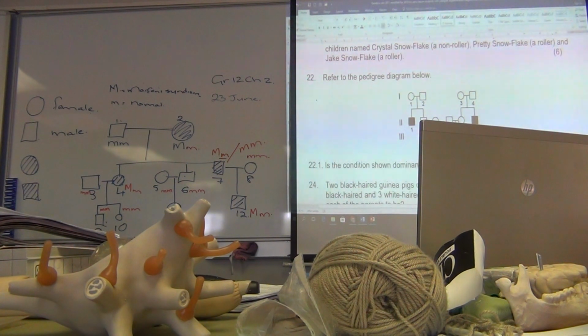Okay. So in the second generation, child 1 and child 6 show the condition. Where did they get it from? They must have got it from the 2 parents who don't show the condition. And that tells you these 2 individuals have got a homozygous recessive condition because both of their parents must be heterozygous. Do you understand that? You okay with that, guys?